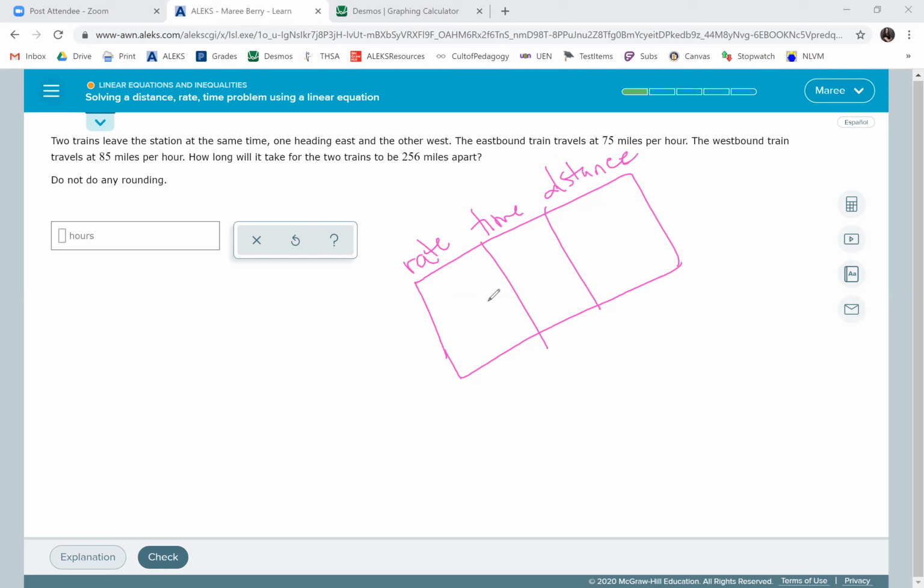And distance is rate times time, okay? So we have eastbound and westbound. I don't want to write out the whole word. So eastbound rate was 75, and we don't know the time. The other one is 85, and we don't know the time. But the distance is going to be 75x, 85x. We want to know when they're going to be 256 miles apart, and that's when you add their distances together.